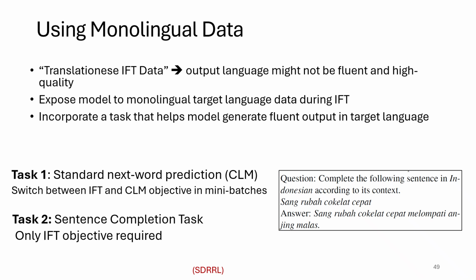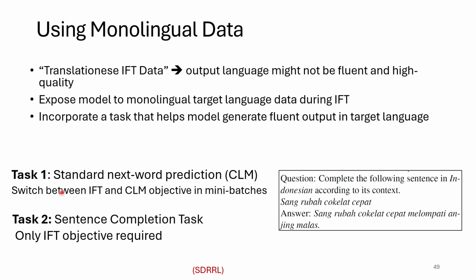And so the task can be something as simple as sentence completion, right? So you could have something like: complete the following sentence in Indonesian according to its context. You give a prefix, and the answer is the continuation of that sentence, right? And so it's very easy to get a lot of monolingual data and repurpose it for this sentence completion task. That's a very simple way to fold in a monolingual task into the IFT framework.